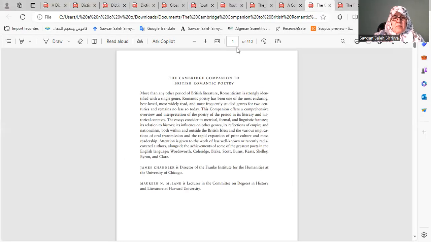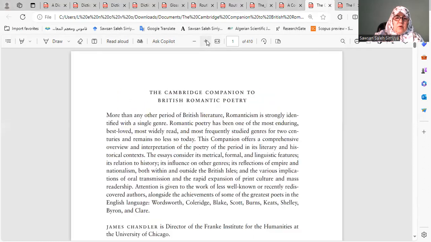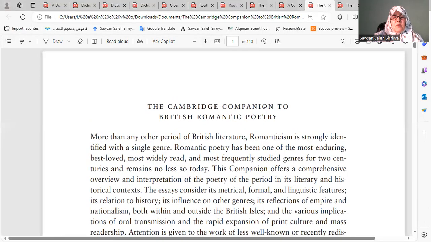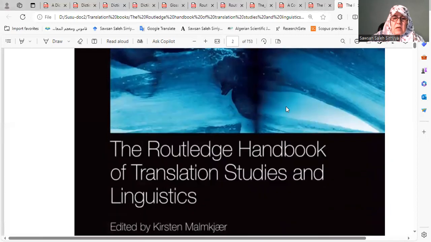There is another type of books that you can benefit from. They are called companions. For example, this is the Cambridge Companion to British Romantic Poetry. The companions, and there is another type which are called handbooks. The companions and handbooks usually are collections of papers, and they give you the main points about the thing they are talking about. For example, here, translation studies and linguistics.